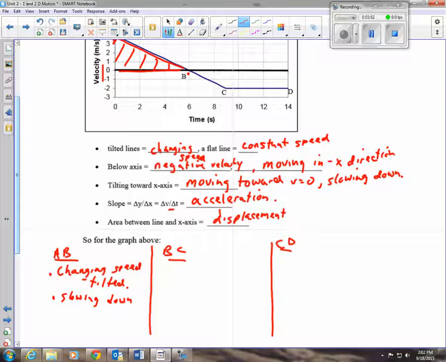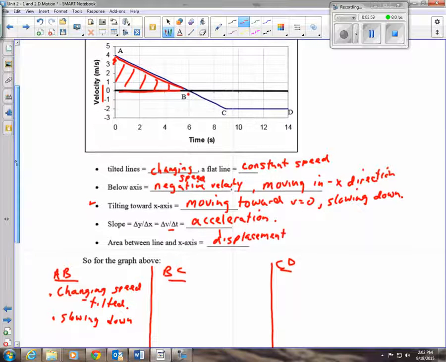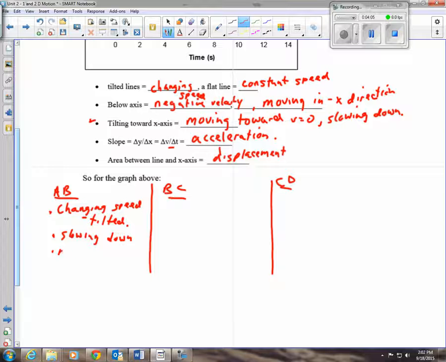Okay? And that was this rule here, that it is tilting towards the x-axis. Is it moving in a positive direction or a negative direction? The velocity is always positive for that section. It's above the x-axis, so therefore it's moving in a positive direction.